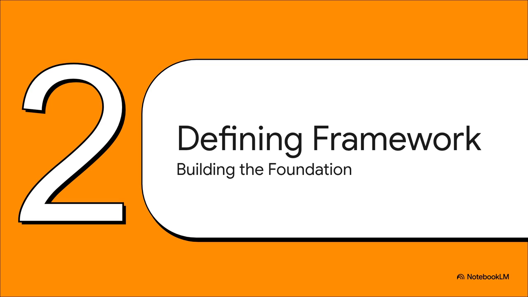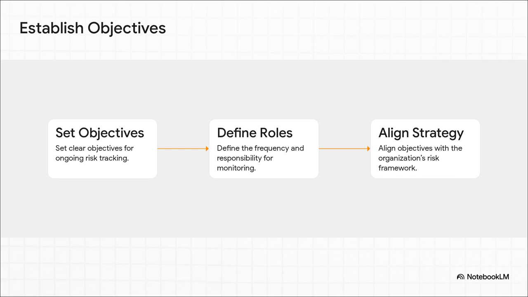So where do we begin? I mean, how do you actually do this? Well, every effective process needs a solid foundation, and for us, that means defining the monitoring framework. It all starts with setting crystal clear objectives. What exactly are we tracking? Then we have to define the roles. Who is responsible for what, and how often are they doing it? And maybe most importantly, we have to align our strategy with the organization's overall risk framework. This can't be some audit-only activity. It has to be totally integrated.